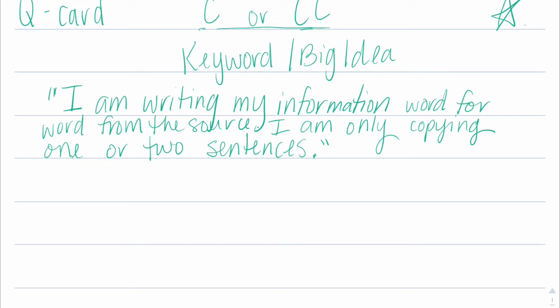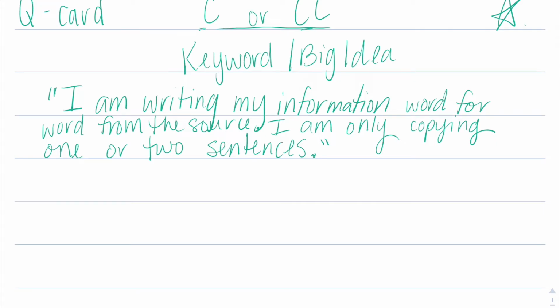It's very important to write this information word for word directly from the source. It is also very important that you only copy down one or two sentences. Remember, this essay is about you and your ideas and your opinions. You need this information absolutely to support your side, but you can't use too long of quotes because then it takes over your essay and we lose your voice.